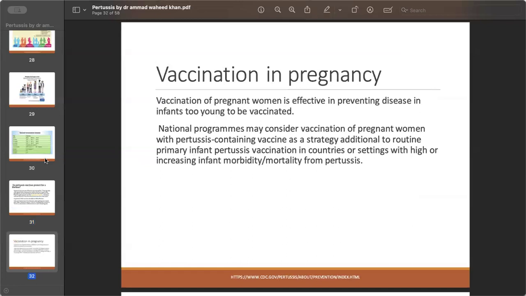Vaccination in pregnancy. Vaccination of pregnant women is effective in preventing disease in infants too young to be vaccinated. National programs may consider vaccination of pregnant women with a pertussis-containing vaccine as a strategic addition to routine primary infant pertussis vaccination in countries or settings with high or increasing infant mortality from pertussis.